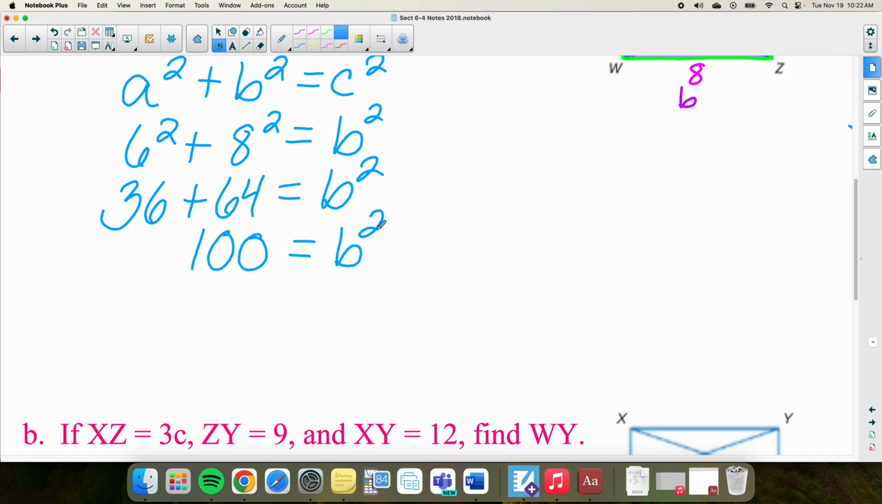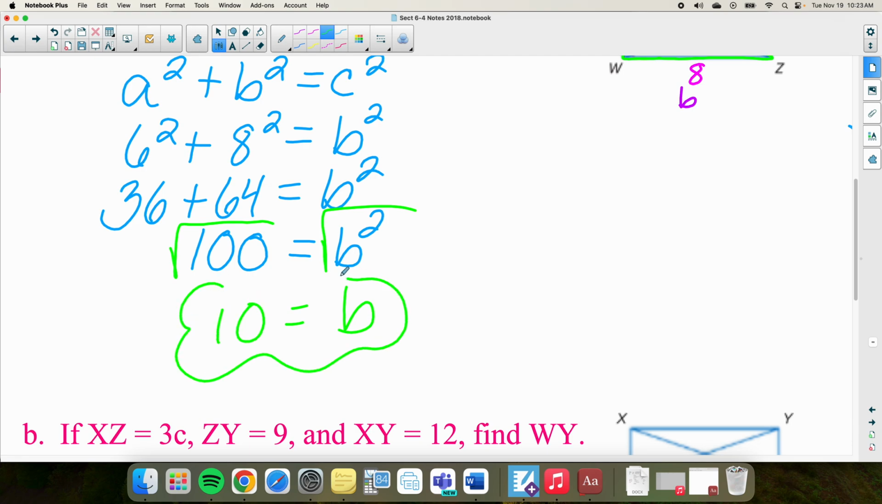Now, what do we do in math when we get a squared? You have to square root, very good. So if I take the square root here, the square root of 100 is 10. Do you guys all know where to find the square root button on your calculators? Everybody, even on a graphing one?